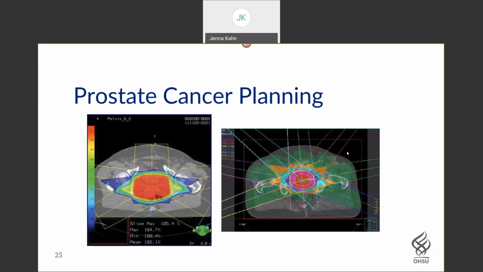You can see here, as we add more beams, we have more of a conformal dose of radiation, as opposed to having 5 fields.